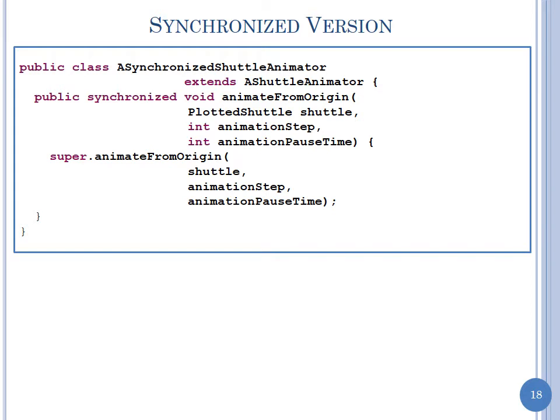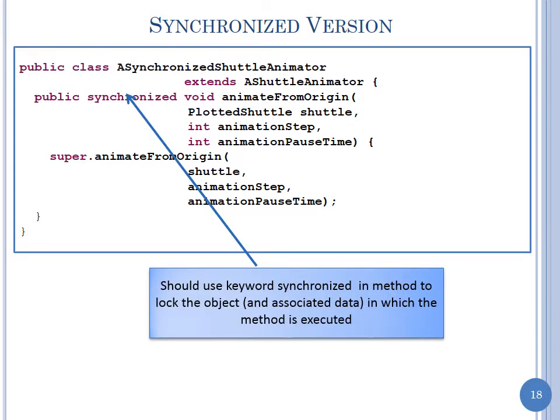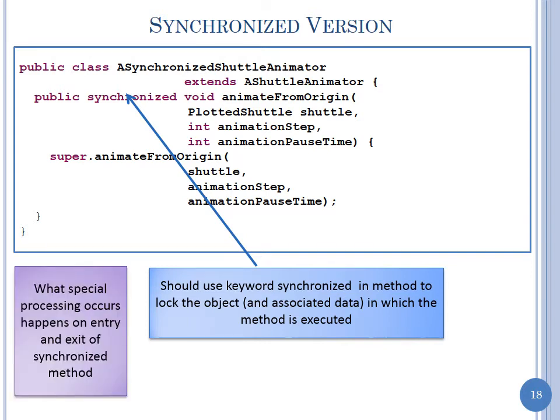Okay. So if you want to make some piece of code a critical section, and that piece of code is in a method, make that method synchronized. There's also a synchronized statement. You can take any block of code and put synchronized this, or synchronized some object, around that block of code, and you will make it synchronized. Okay. So let's just talk about synchronized methods. We kind of intuitively understand what's going on here. So my next question to you is, what special processing occurs on entry and exit of a synchronized method?